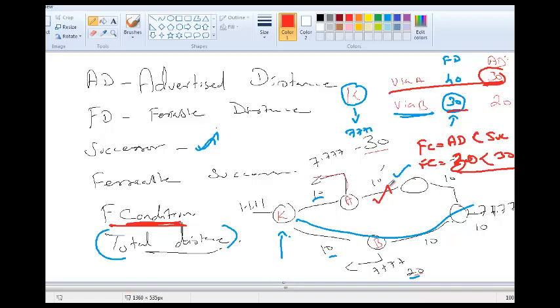In case this is 9 here, this would have been 29. Now definitely 29 is lower than 30, so this will be seen in the topology table. Both routes will be there in the topology table, but the blue route will be only available in the routing table. So for a feasible successor, the feasibility condition needs to be met. What is the feasibility condition? Advertised distance should be less than the successor value.